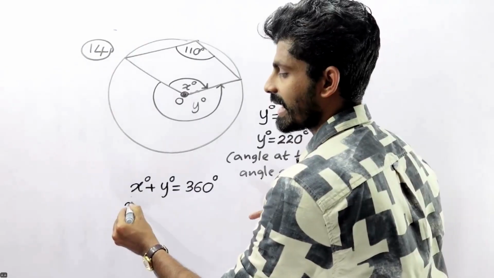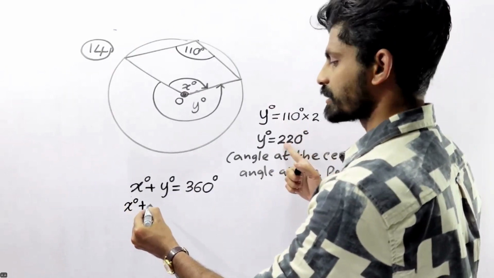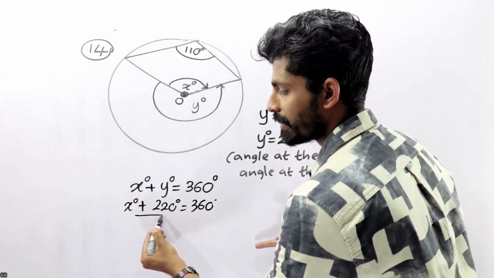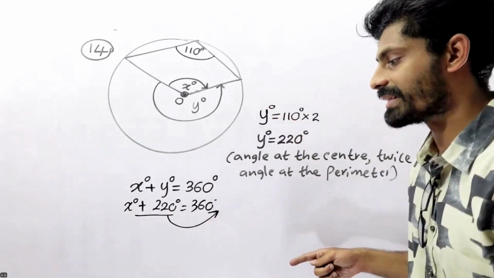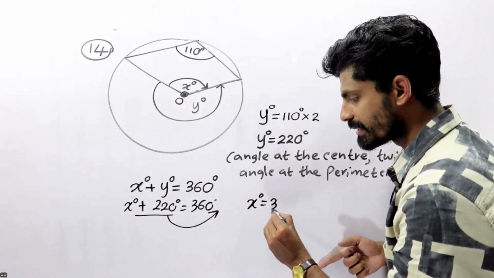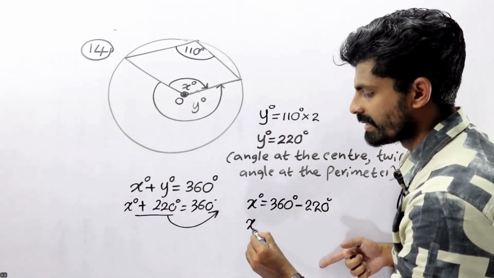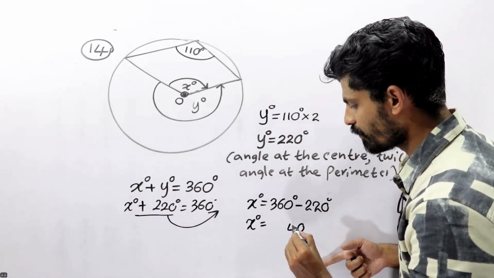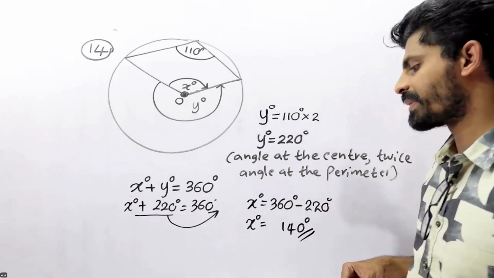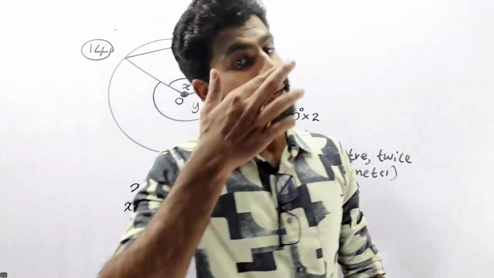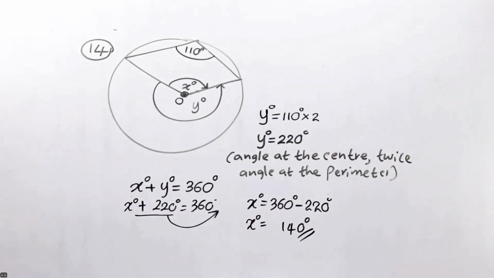So y means 220, equals to 360 plus 220 moving to other side. So x means 360 minus 220. So that means what is the value? 140. So x means 140.